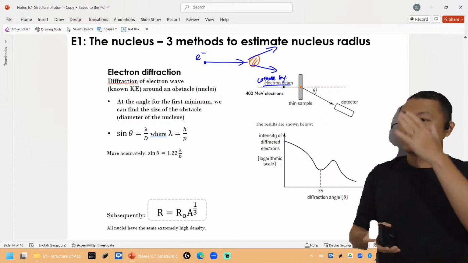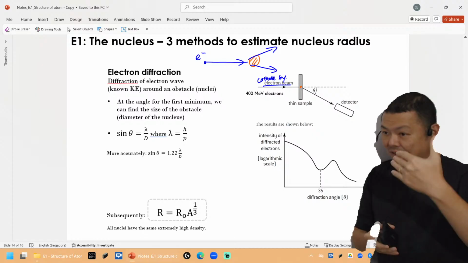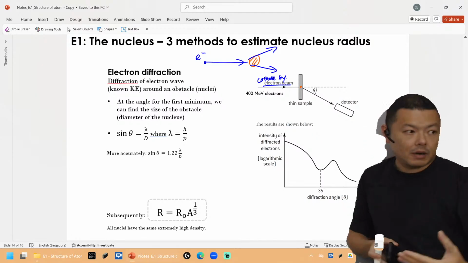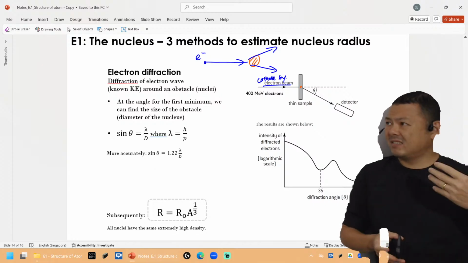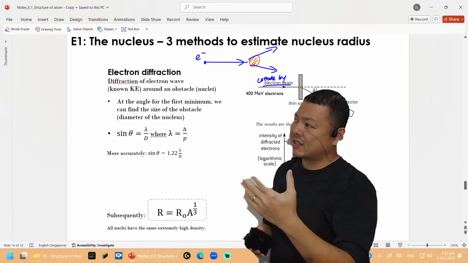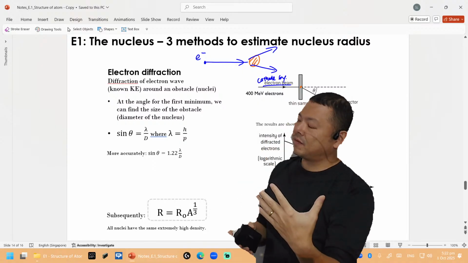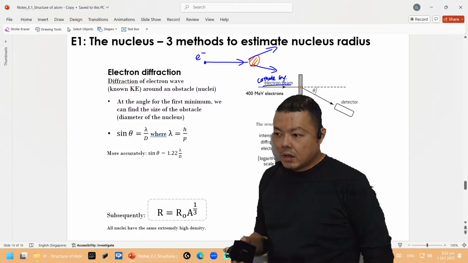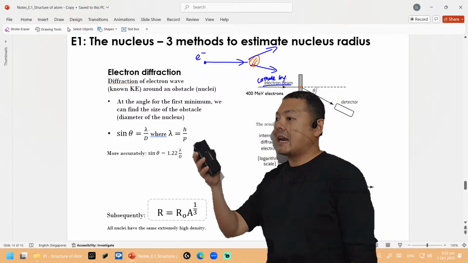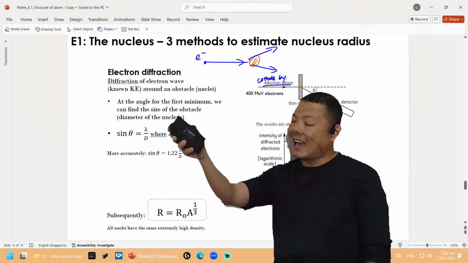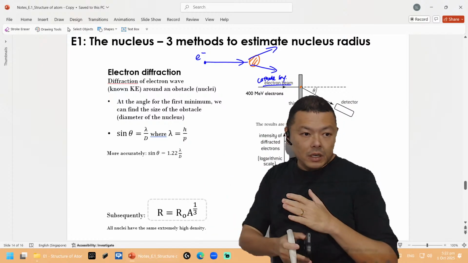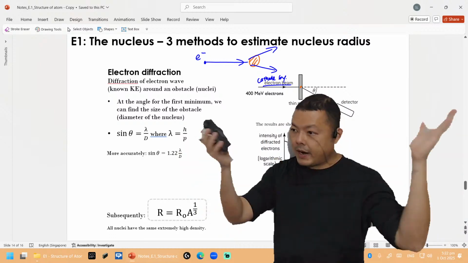It's called single optical diffraction. Good. Back in C3, we learned single slit diffraction, right? What's the definition of diffraction? When a wave passes through an aperture or encounters an obstacle, it will spread, okay?